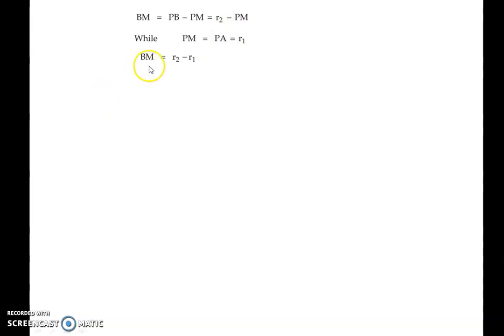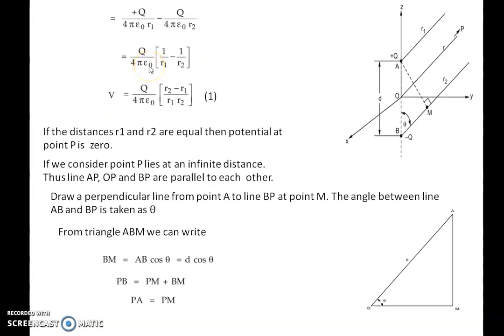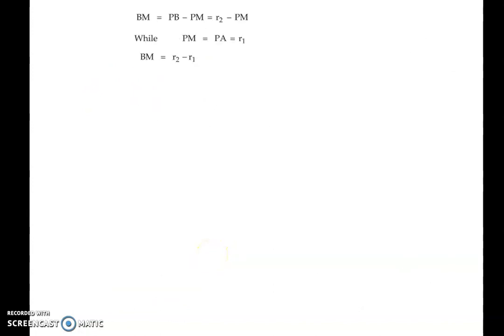So what is BM? According to this equation, BM is equal to d cos theta. So substitute that, and you will get d cos theta, which is equal to R2 minus R1.